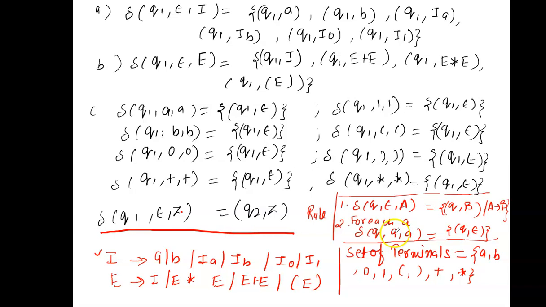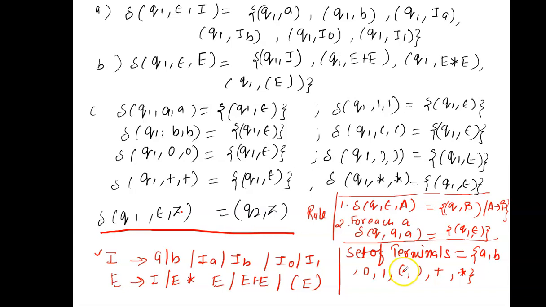Now the second one: for each terminal I am going to write the transition function. So here I am going to write Q1 only. A means whatever terminal I am having. We have already listed the set of terminals, right? So we will write Q1 A, Q1 B, Q1 0, Q1 1, Q1 opening parenthesis, Q1 closing, Q1 plus, Q1 star. And here I am going to write Q1 epsilon. The right hand side will be Q1 epsilon only. Okay, so here we are going to write commas. So Q1 A, Q1 epsilon, Q1 B, Q1 epsilon, Q1 0, Q1 epsilon, Q1 plus, Q1 epsilon. Like that for the other terminals also we will write.